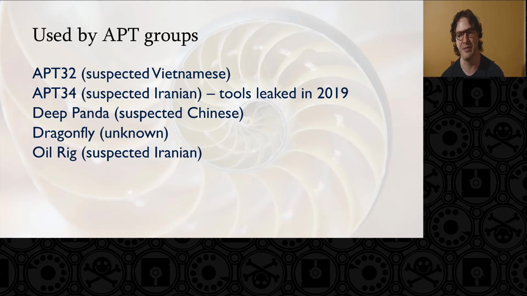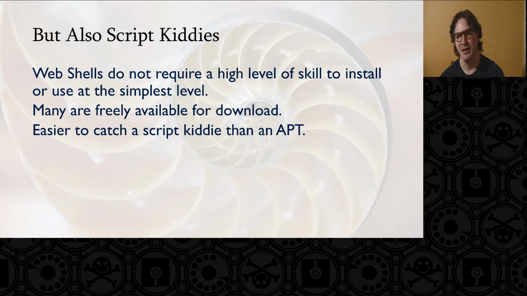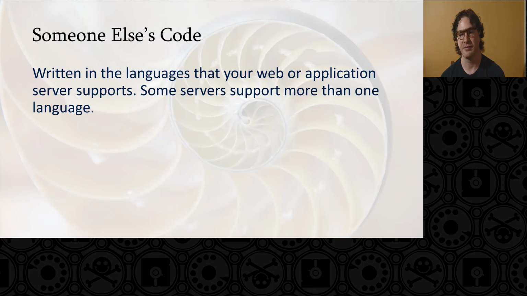Here's a few that MITRE has mapped using the ATT&CK framework to different APT groups, but they're also used by script kiddies. They don't necessarily require a high degree of skill to use or install. You can find a ton of them on GitHub and other locations. It's easier to catch a script kiddie than an APT, but the same techniques apply to both. Like I said, it's someone else's code.